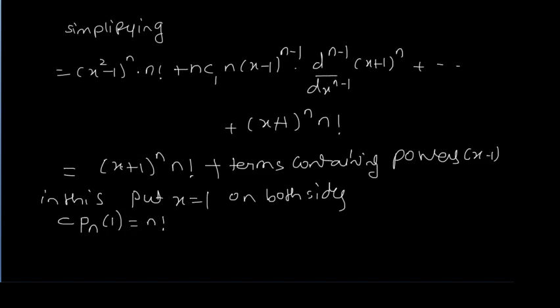Then put x equal to 1 plus 1, 2 raised to n. So this is 2 raised to n. Now since Pn of 1 is equal to 1, remember that always. So therefore we have obtained, this is C, Pn of 1 is 1, C is equal to n factorial into 2 raised to n.